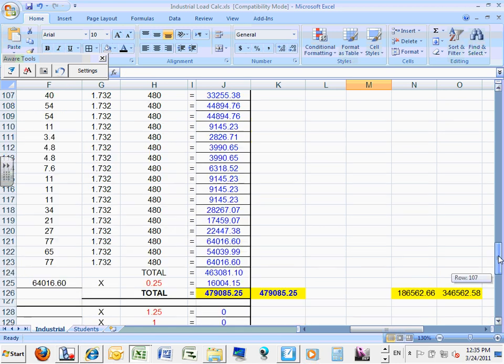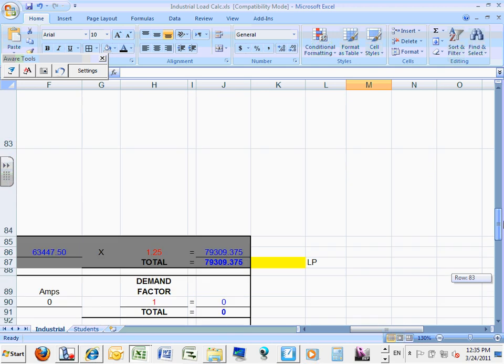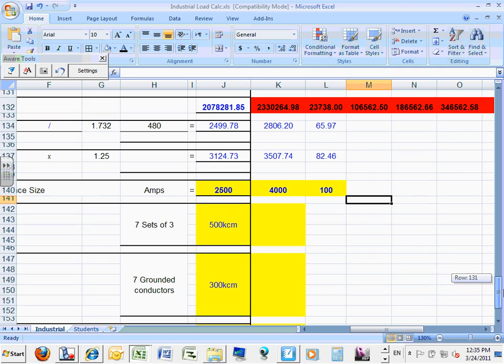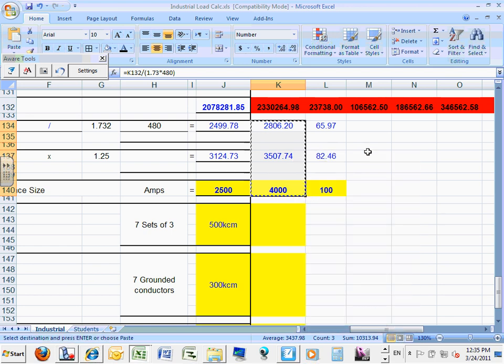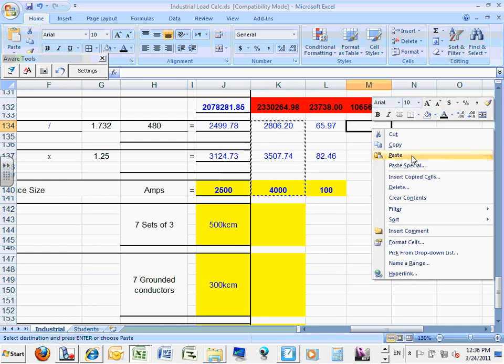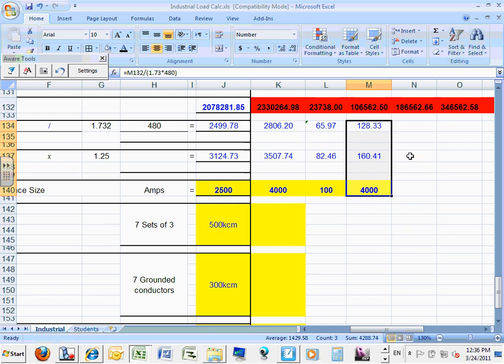What's the next panel, guys? The lighting panel? Yep, let's go to the lighting panel. Look what I'm going to do. I'm going to go directly to the lighting panel, because I know the lighting panel is 480. I'm going to copy all this and put it right under the exact cell. It does the math for you. Right-click and paste it, and here you go. Here's the size of your lighting panel. It's a 480 panel. And here's the future expansion.